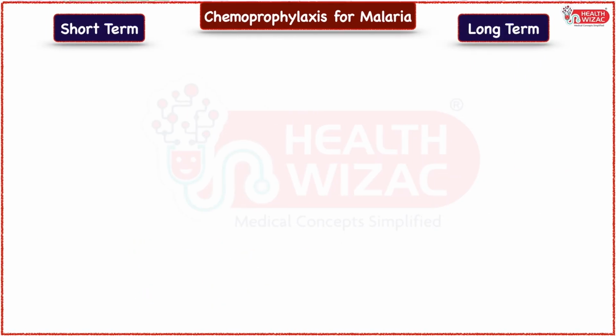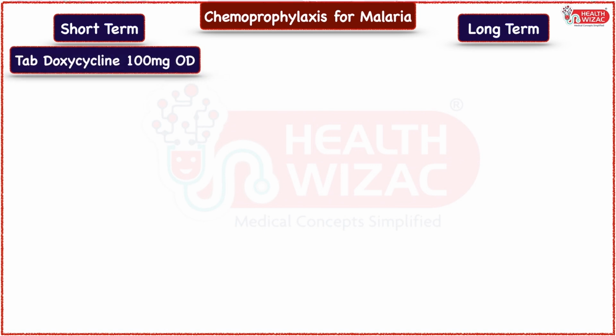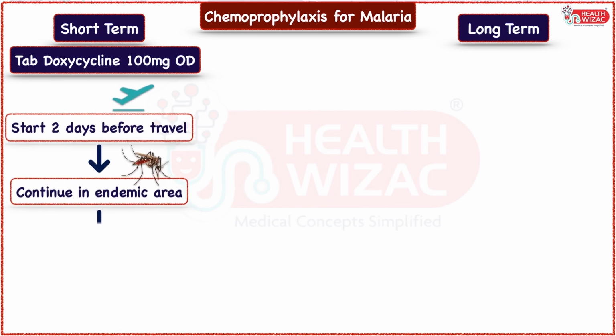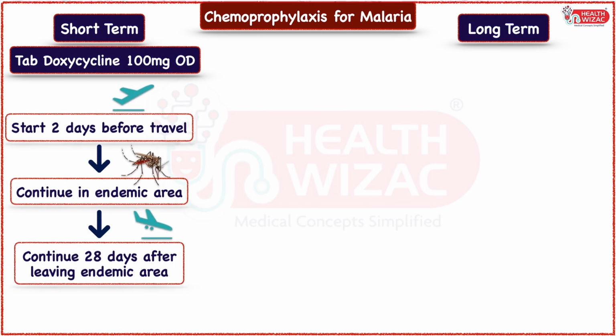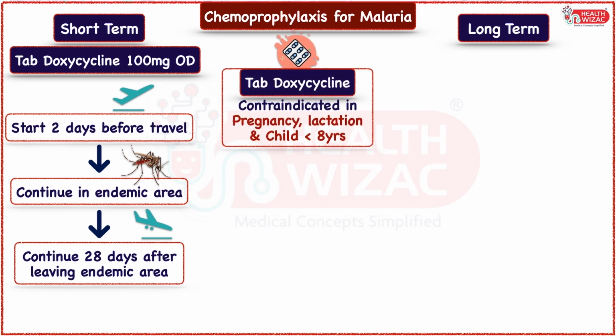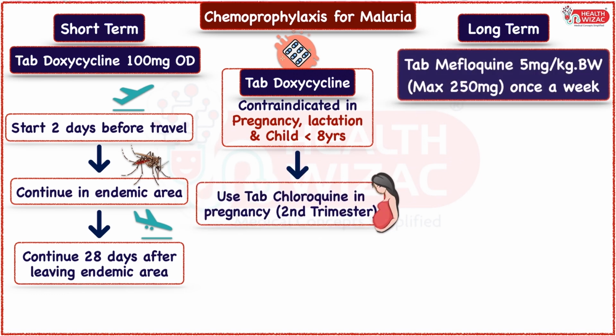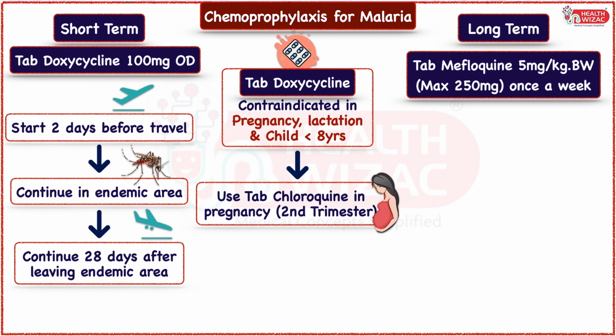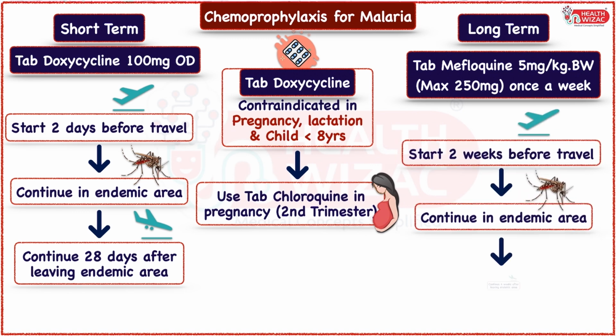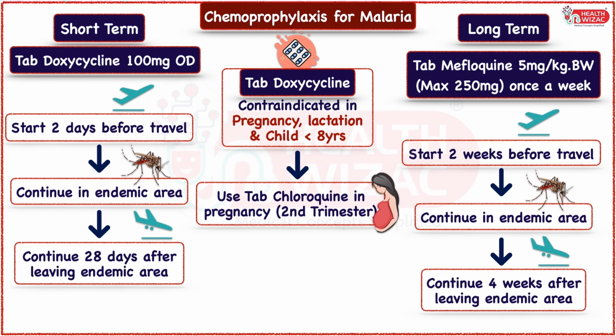In the short-term regimen, the individual should be started on oral doxycycline in a dose of 100 mg once a day, started 2 days before traveling and continued for 28 days after leaving the endemic area. While doxycycline is contraindicated in pregnancy and lactation and children less than 8 years, another alternative can be chloroquine. Long-term chemoprophylaxis recommends use of mefloquine in a dose of 5 mg per kg body weight and a maximum dose of 250 mg given once a week, started 2 weeks before traveling and continued for 4 weeks after leaving the endemic area.